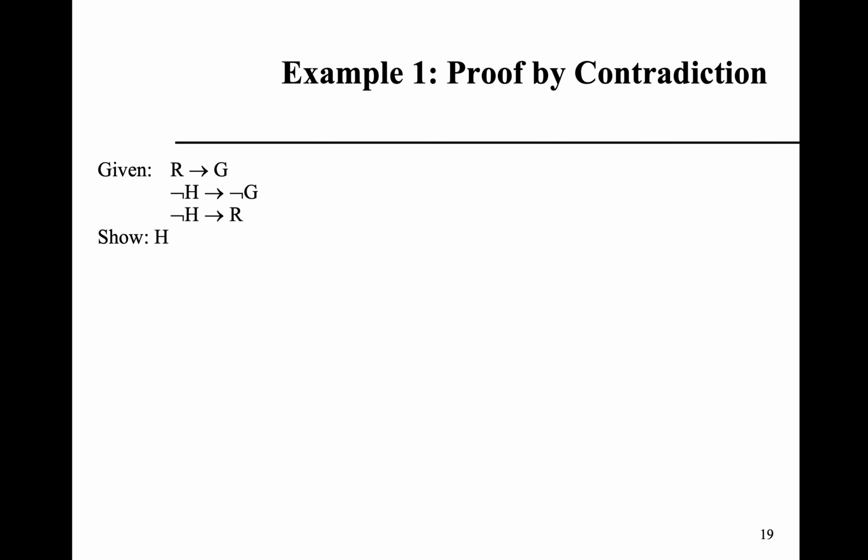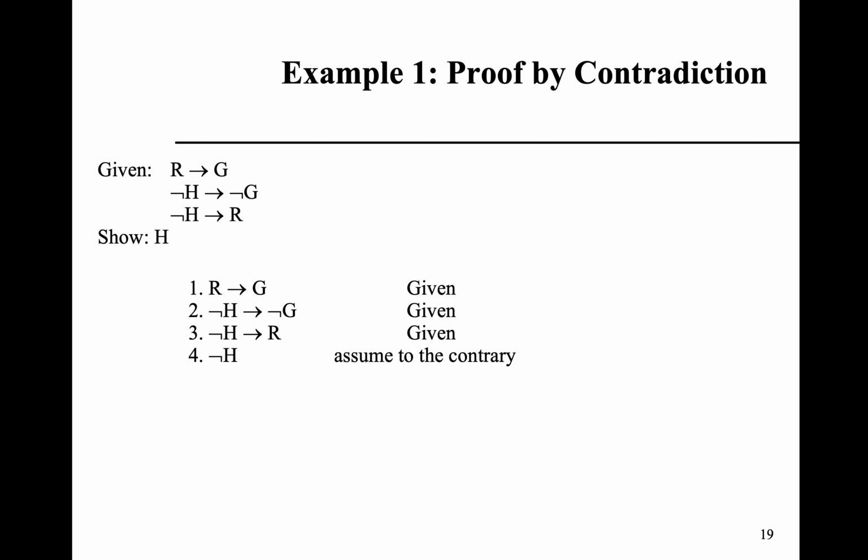So let's go back again to what the statements are. You've been given those 3 statements. We need to show that it is hot. Based on that, we assume a 4th statement, which is assume to the contrary. We're going to assume it's not hot. Once we know that, now we can start working on different assumptions.